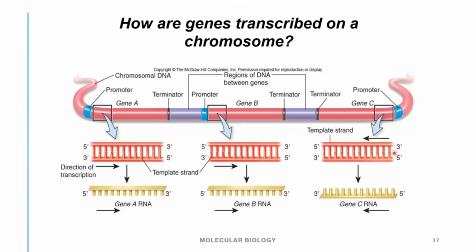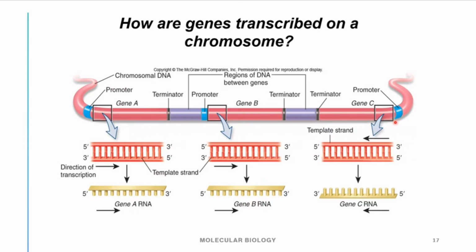And because of that, the top strand, in this case, is going to be the template strand instead. So that's going to be the strand that the RNA polymerase is actually reading, and the RNA is going to have the same sequence as the bottom strand, which is also the coding strand of gene C.